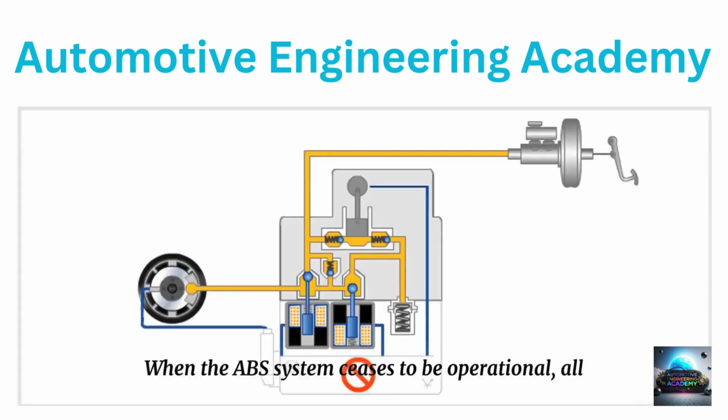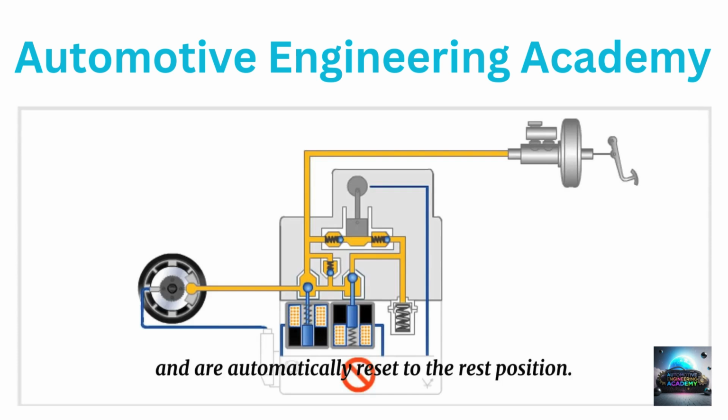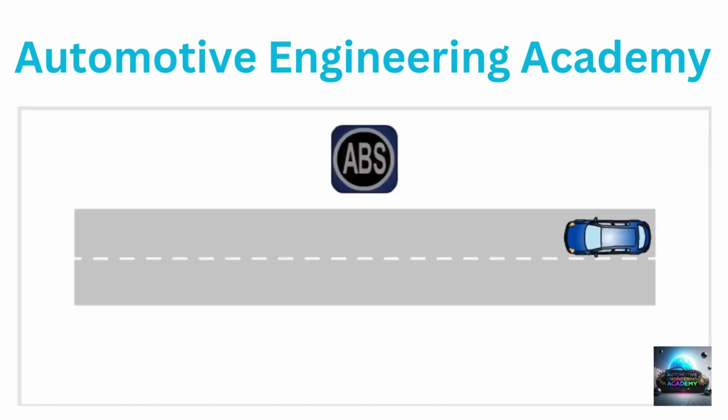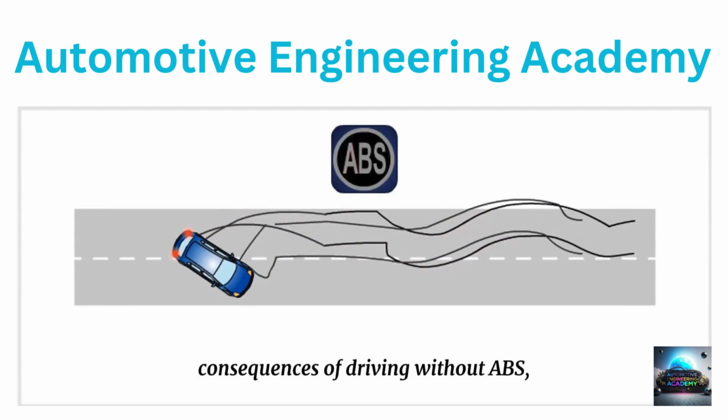When the ABS system ceases to be operational, all the solenoids are deactivated and are automatically reset to the rest position. The conventional braking cycle is still active. Thus, the circuit pressure is directly sent to the brake cylinders. However, the driver must be aware of the consequences of driving without ABS or with the ABS system inoperative.